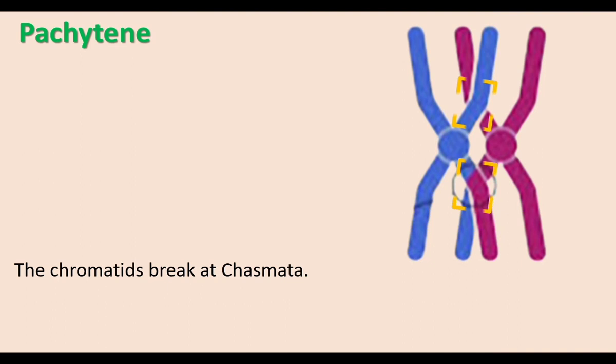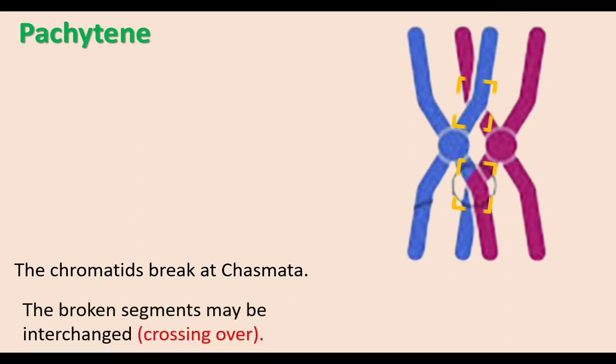The chromatids break at chiasmata and exchange their parts. The broken segments may be interchanged. This is called crossing over. At the place of chiasmata, the chromosomes break and exchange their segments. Crossing over takes place at the place of chiasmata, in the pachytene stage.